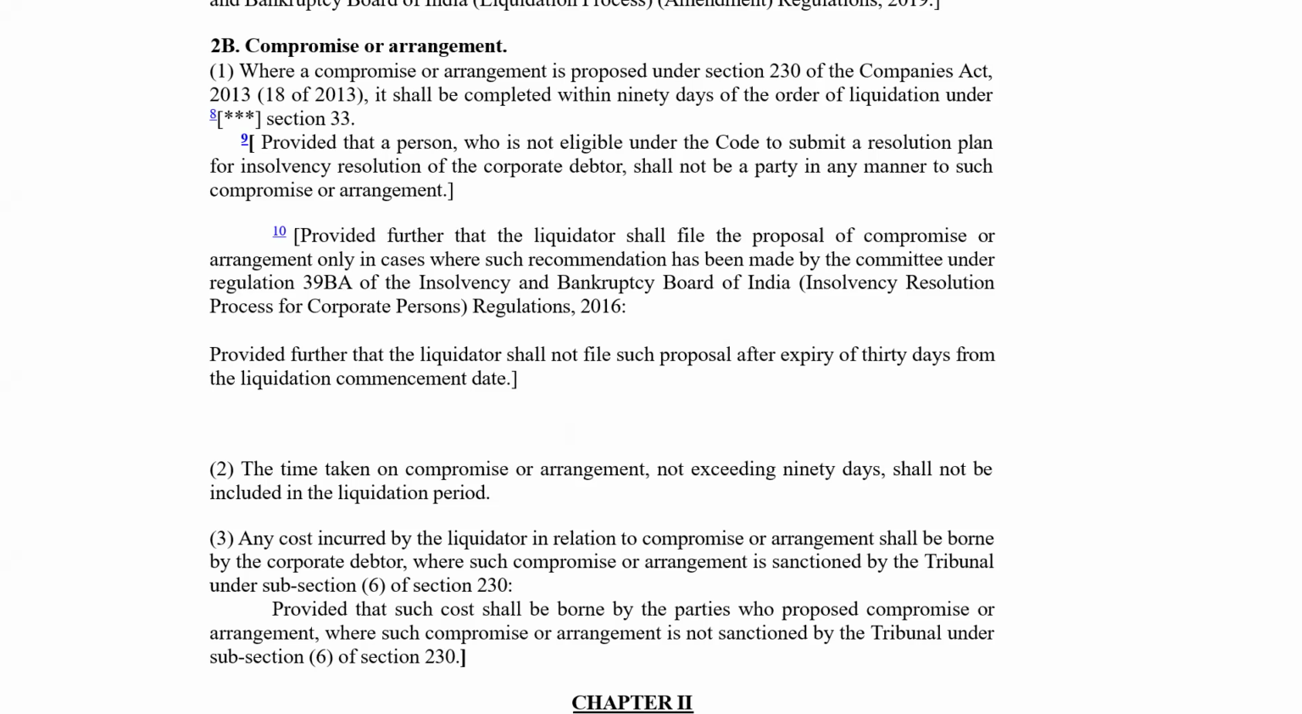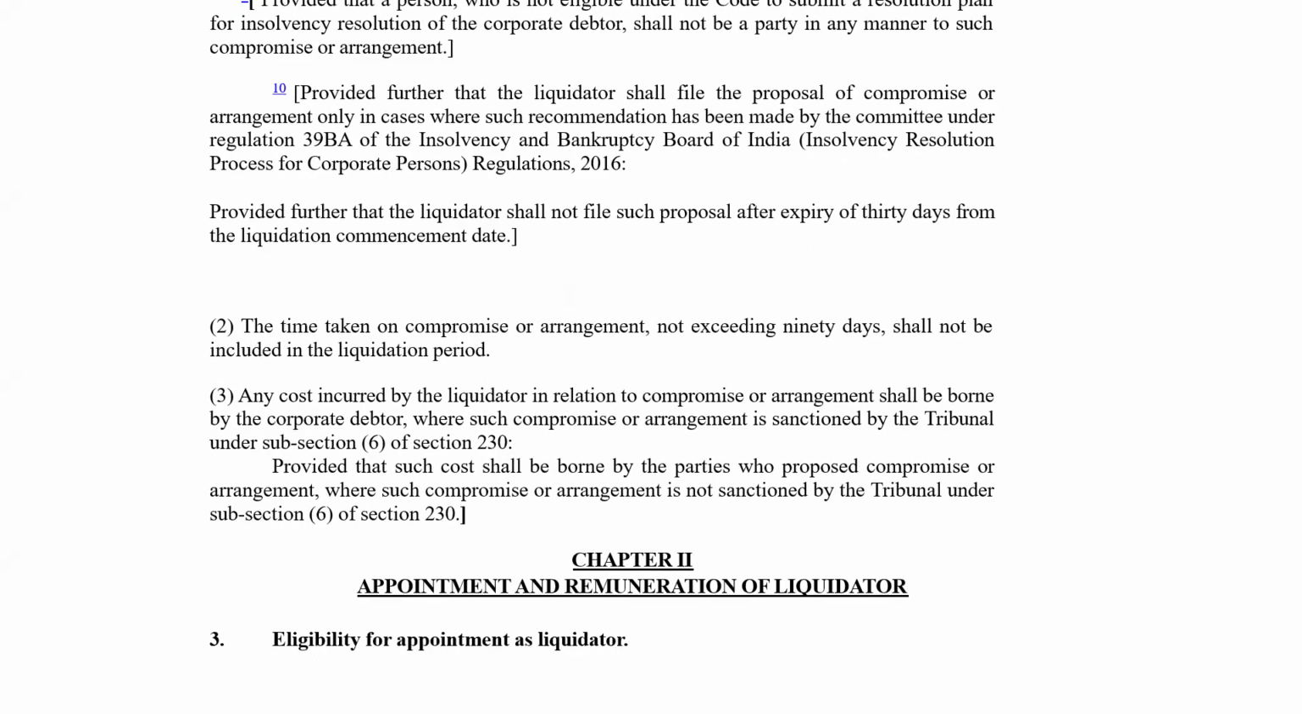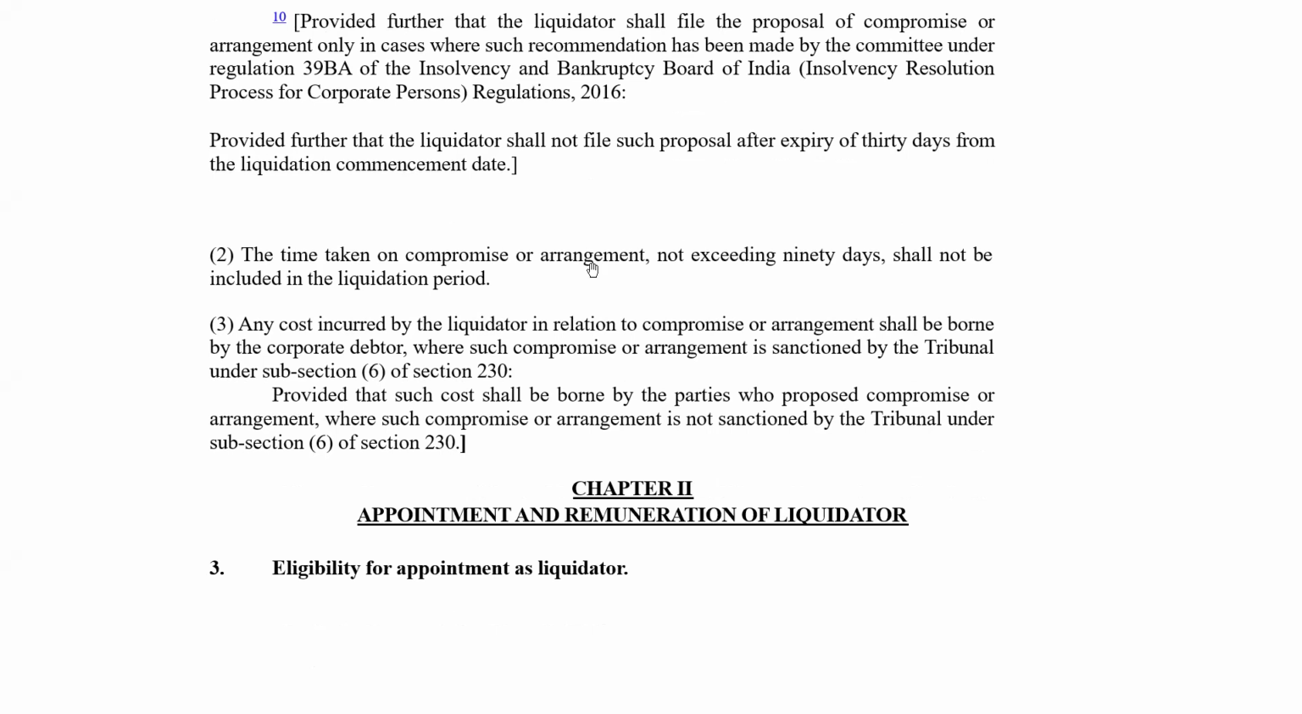Now suppose the COC made a recommendation. So in this case, the liquidator shall file the proposal of compromise or arrangement only in cases where such a recommendation has been made by the committee. Besides the liquidator, who can propose the scheme? The creditors, the shareholders. Provided further that the liquidator shall not file such proposal after expiry of 30 days from the liquidation commencement date. The time taken on compromise or arrangement not exceeding 90 days shall not be included in the liquidation period.